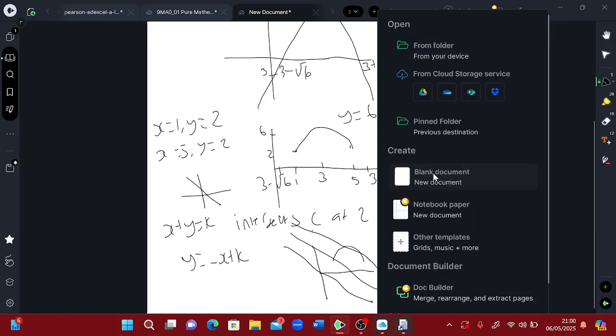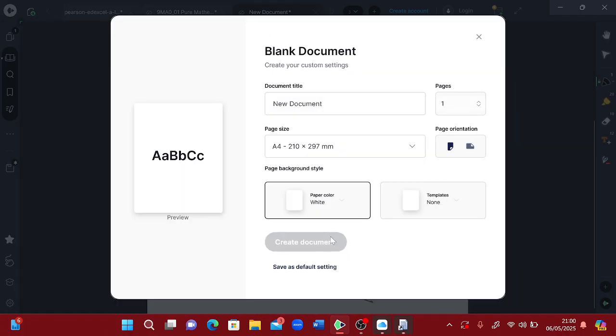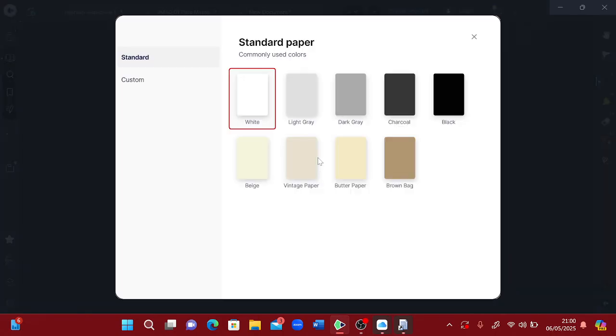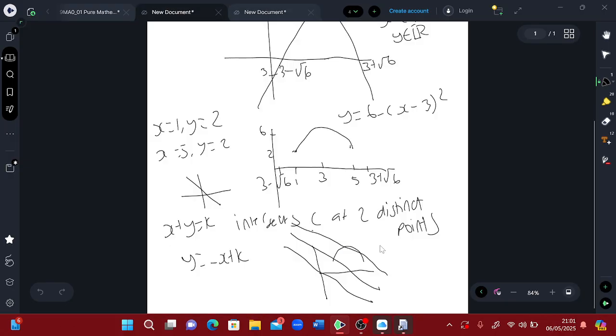And I'm going to need a new document here as well. Yes. Okay. What's going on here? Okay, there we are.